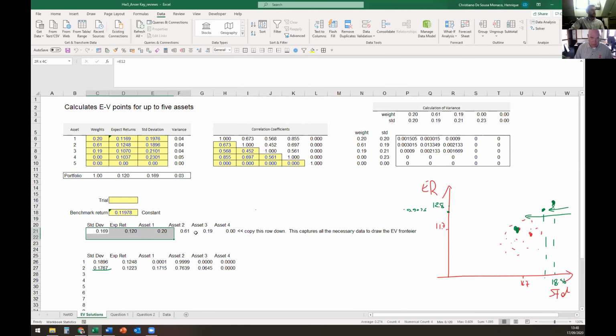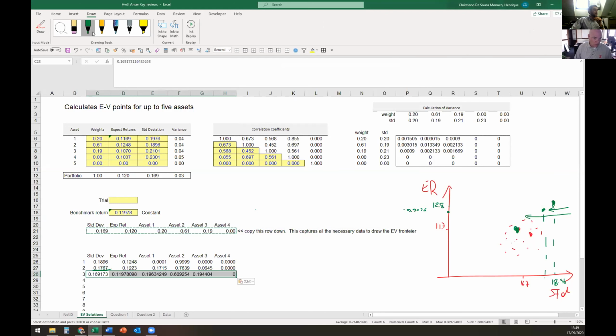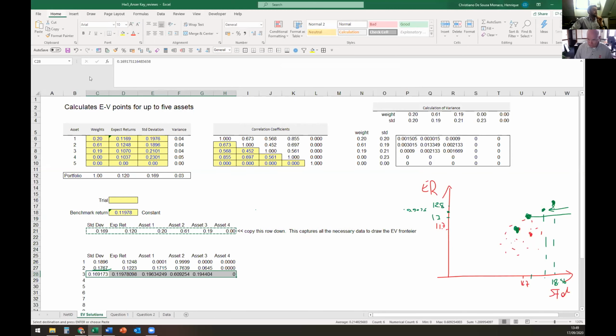Okay, found a different solution here. So for that level of return, we could just do the same here. Now I want 12%, so it's a little bit lower here, 12. For that level, I can have 16.91, so it's somewhere over here, right?